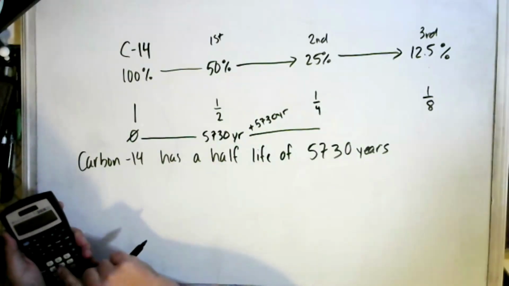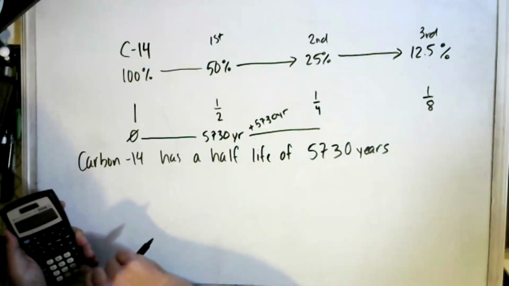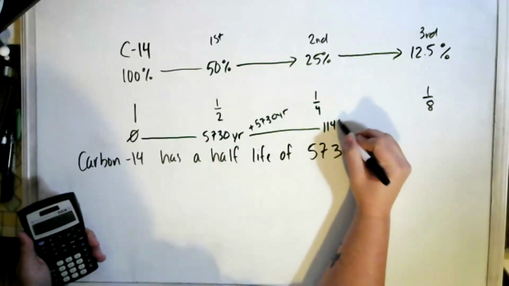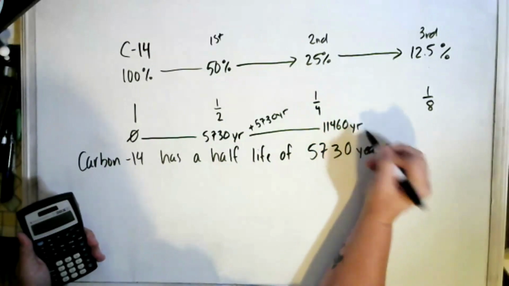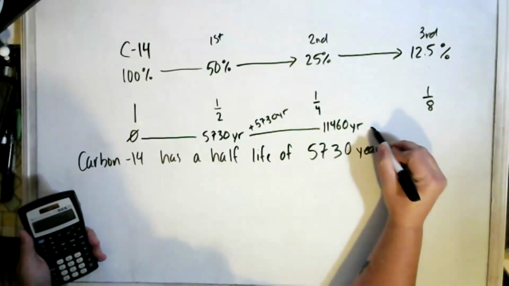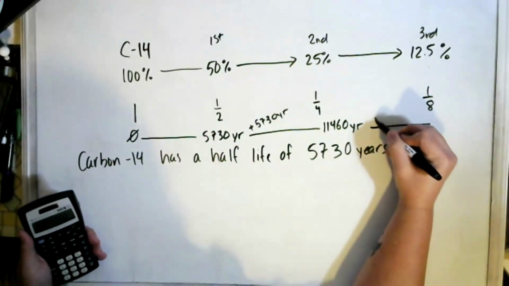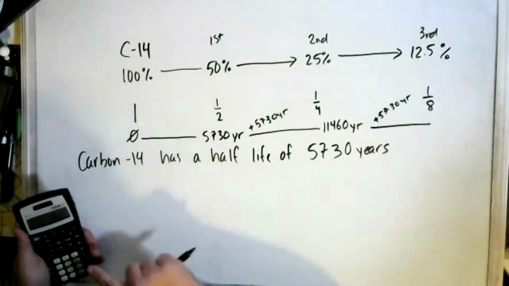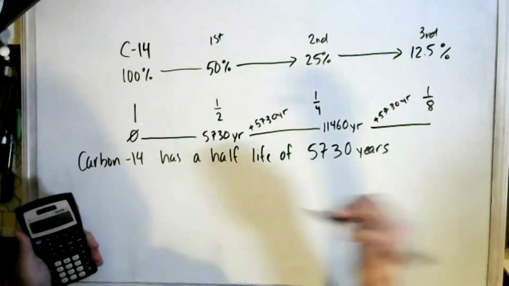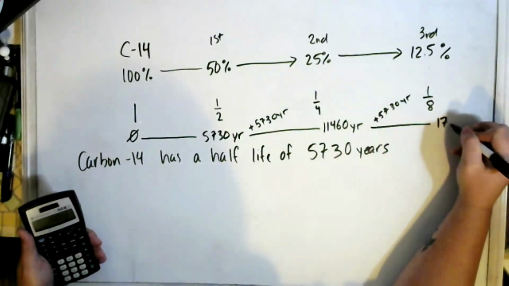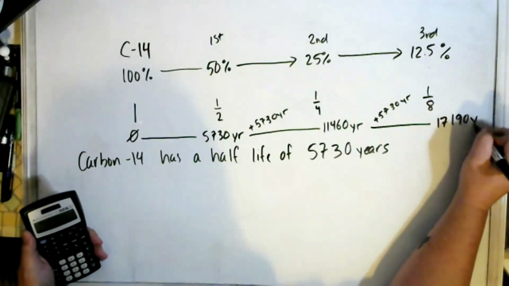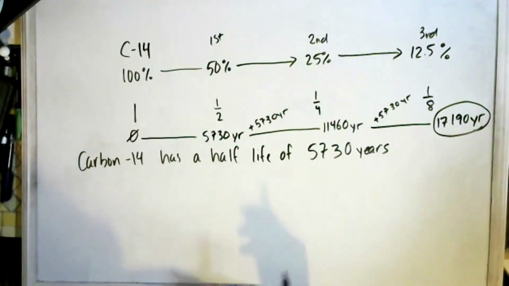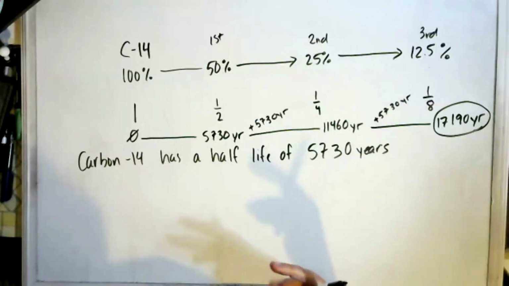When we reach our second half-life, we're going to be adding another 5,730 years to our first amount. Need a calculator for this for sure. So at our second half-life, that means that 11,460 years has passed. And then to reach our third half-life, we're going to be waiting another 5,730 years, and we're going to be up to 17,190 years total. So this would be the age of that piece of wood after 3 half-lives have gone by.